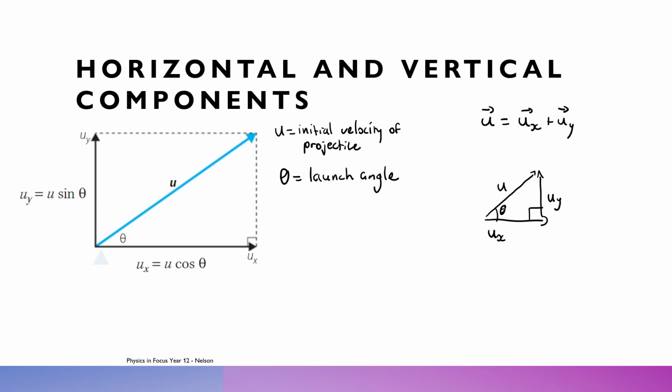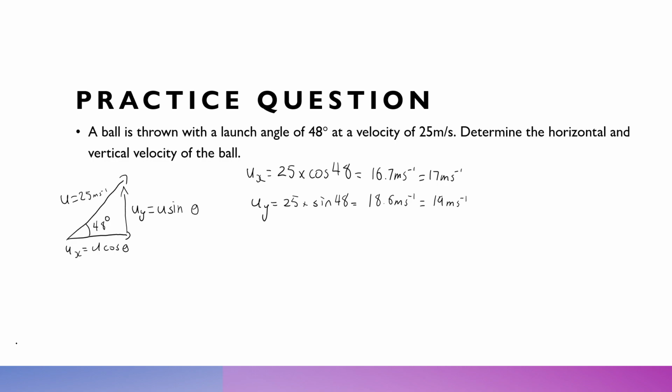If this is the case, we can use some simple right-angled trig to be able to write some equations for ux and uy, based on the assumption that we know the value for u as well as theta. So first off, ux is going to be equal to u cos theta, and uy is going to be equal to u sine theta. I've also included a quick solution to a very simple practice question which applies this concept.